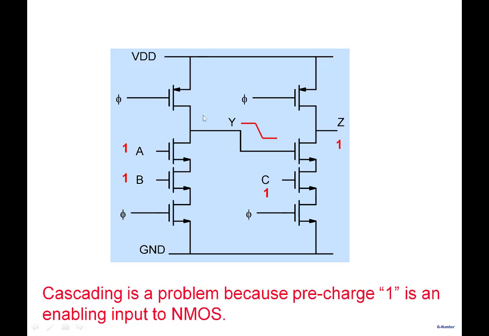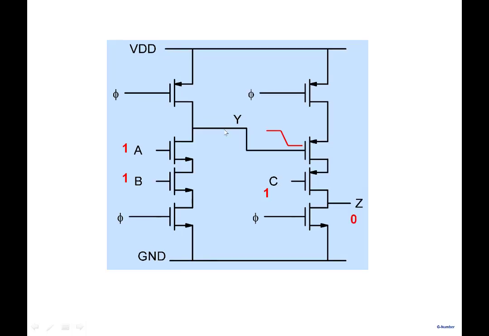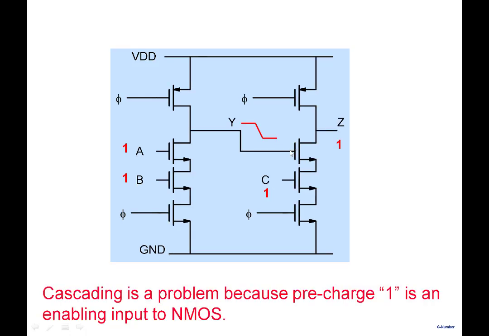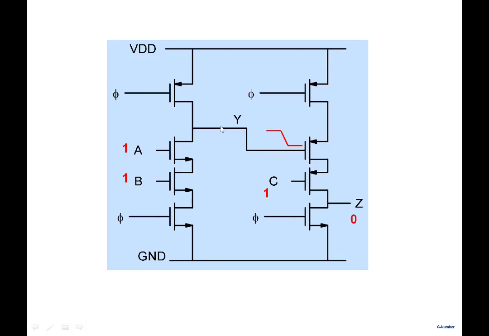Now, we can solve this particular problem if the output here from a gate like this doesn't go to the gate of an NMOS, but it goes to the gate of a PMOS. Suppose this is the normal dynamic gate that we talked about, and we don't use an inverter, and the output now doesn't go to another NMOS. Because it was going to an NMOS, pre-charging to 1 was causing a problem. It was turning an NMOS off. Now what we are saying is, okay, it's pre-charged to 1, but then it doesn't go to the gate of an NMOS, it goes to the gate of a PMOS.